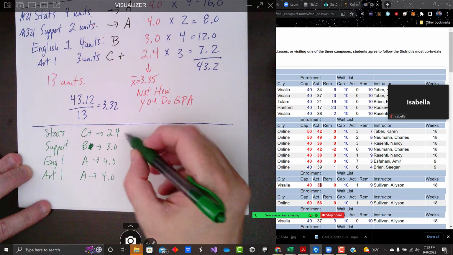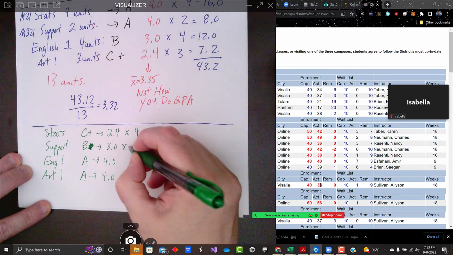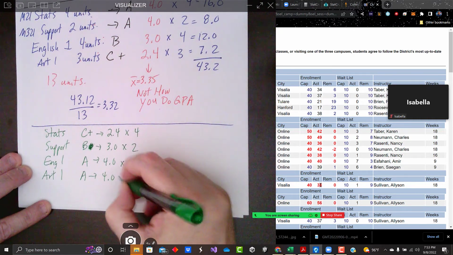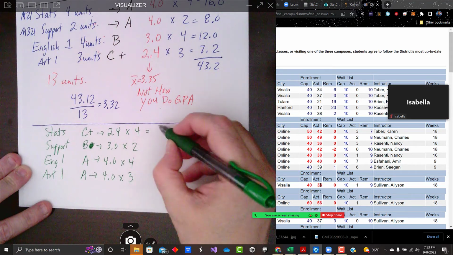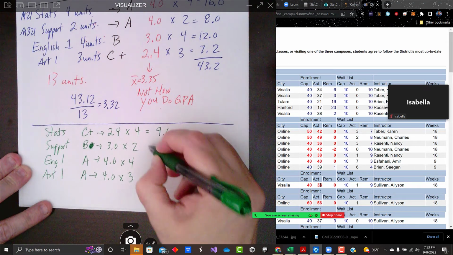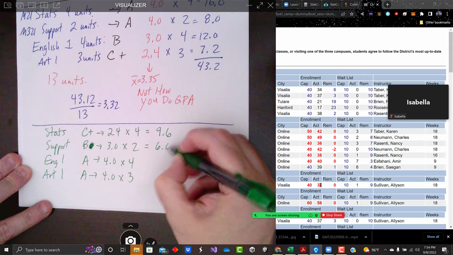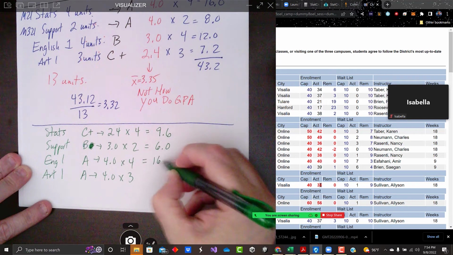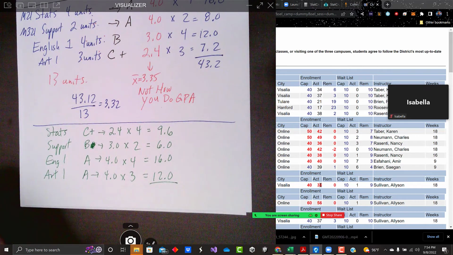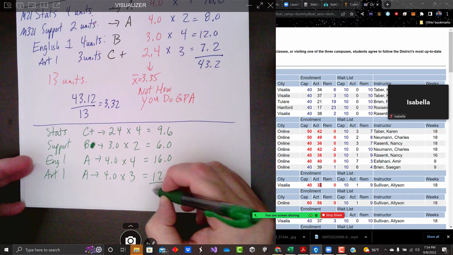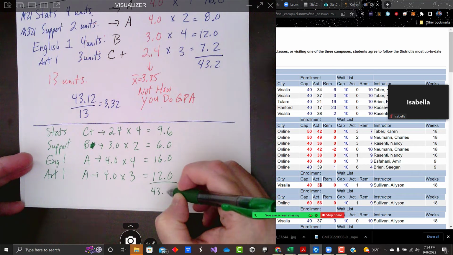Now, if I apply the unit values, number of units each class is, 2.4 times 4 is 9.6. 3.0 times 2 is 6. This is 16 and 12. Let me add all those. And I'm getting 43.6. Something's off.